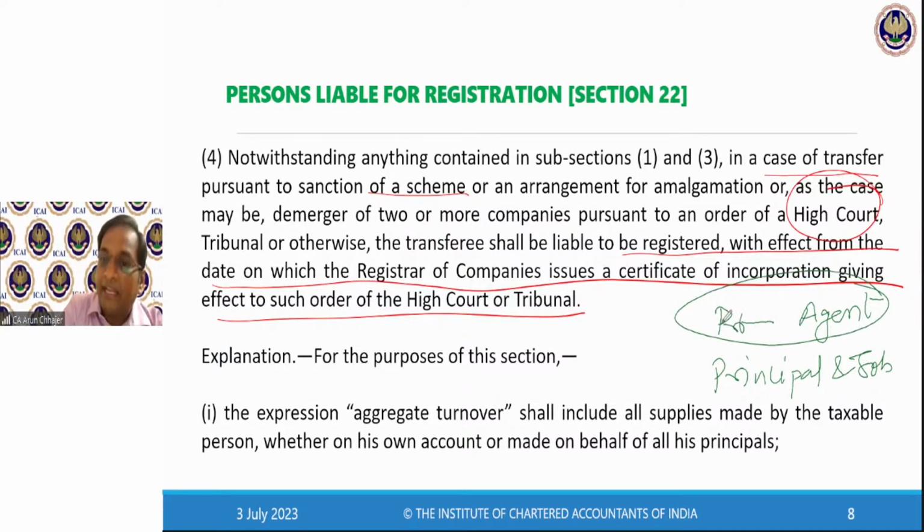One is principal and agent. Explanation 1 says that in the aggregate turnover, we will add all the supplies made by the taxable person, whether on his own account or on behalf of the principal. It will be added in the aggregate turnover.